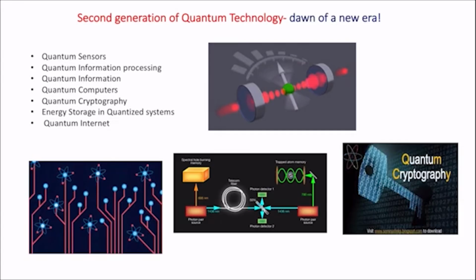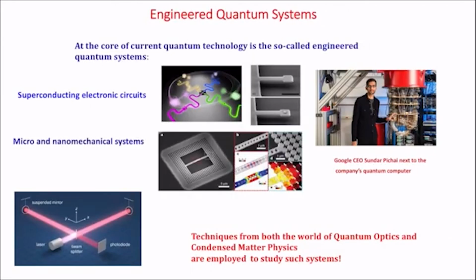At the core of quantum technology are the so-called engineered quantum systems such as superconducting electronic circuits, micro and nanomechanical systems, quantum dots, and so on. In this course, we will focus on superconducting circuits, which are discussed as a topic under circuit quantum electrodynamics. Some of you may be aware that Google's latest quantum computer is based on superconducting circuits.